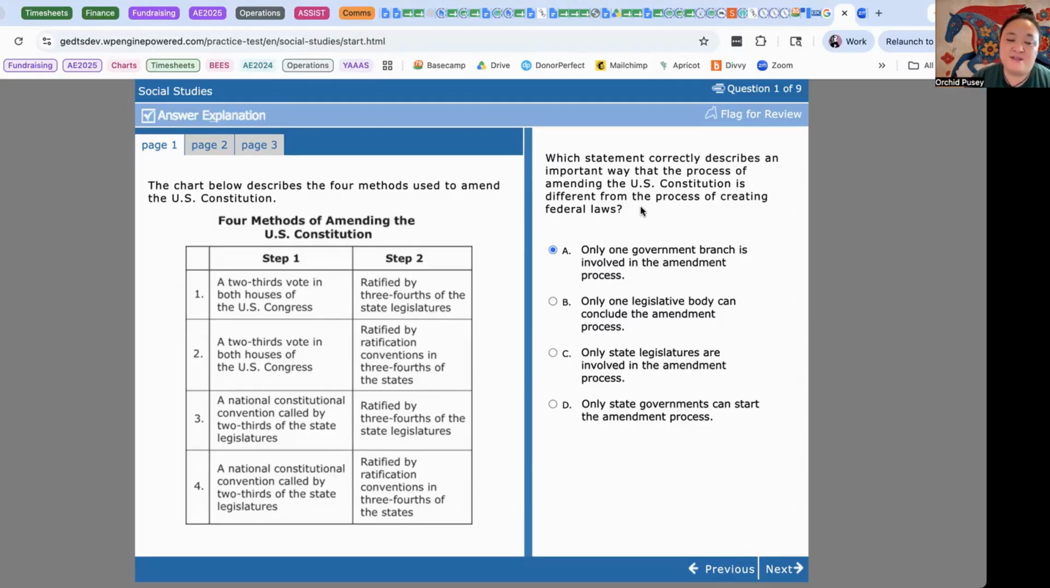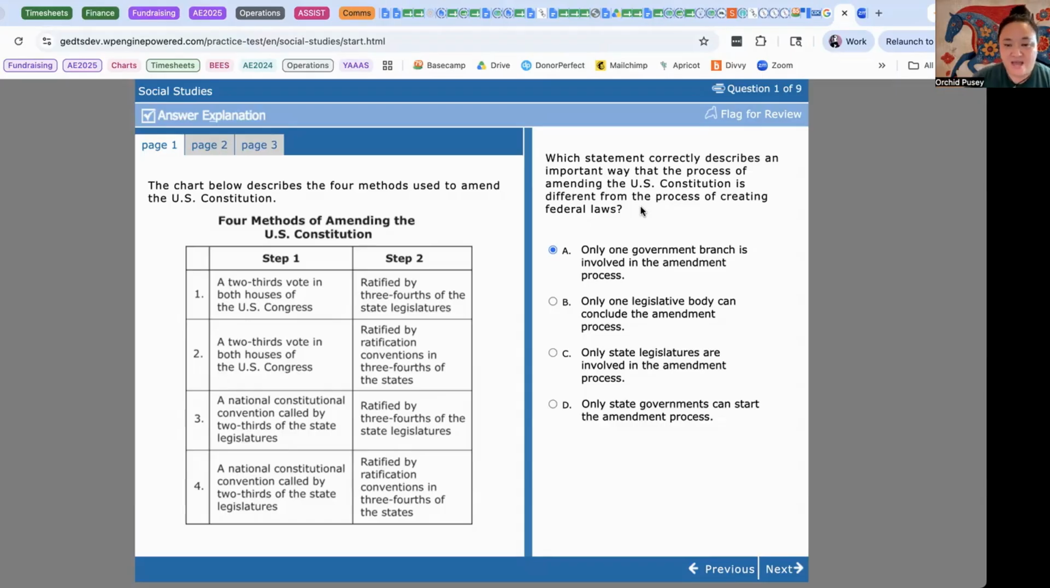And then finally, method four, step one is this national convention called by two-thirds of the state legislatures. And step two says ratification by ratification conventions in three-quarters of the states. So it's the same as step two in method two. It's a lot to take in. So let's go through the possible answers and see what we think.